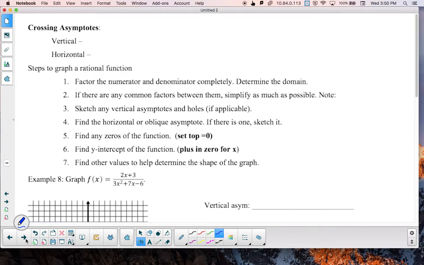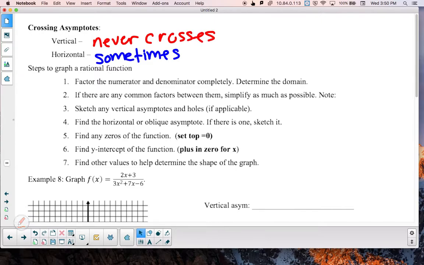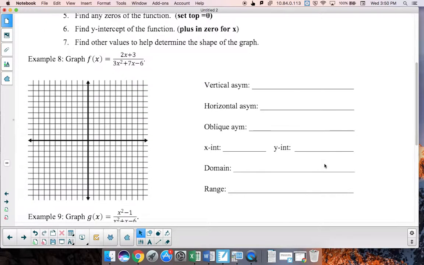And so when crossing asymptotes, we can sometimes cross horizontal, but we will never cross verticals. Never crosses. And so we put all of this information together in order to help us to graph these, but we will actually graph the remaining of the examples just in class.